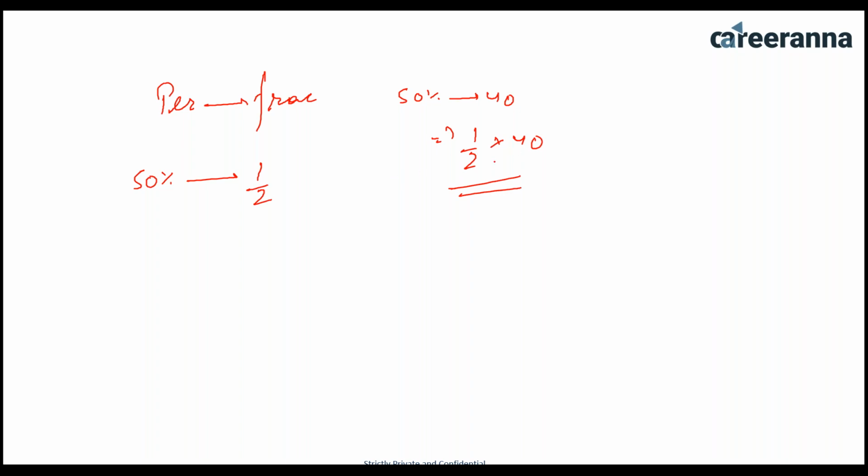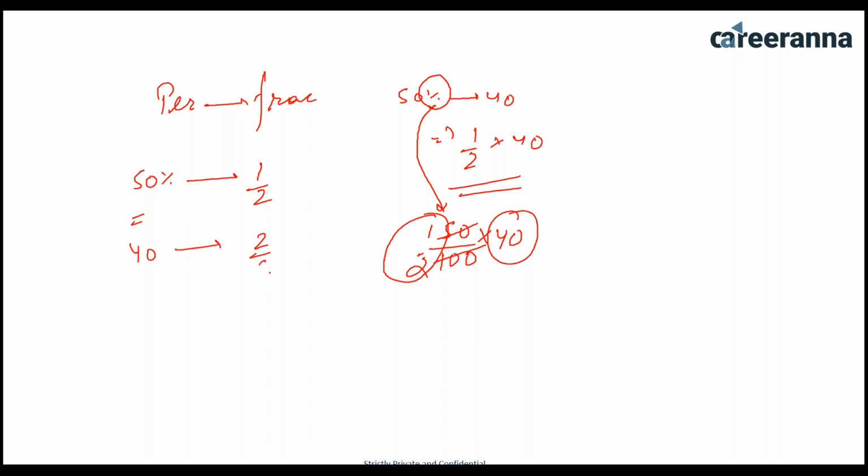Yes, 1/2 of 40. How can I do this? 50 can be written as 50/100, because it is percent. So percent can be written as 1/100, I have done it, multiplied by 40. So this is 1/2. So this is the fractional value of 50%. Similarly, for 40%, it is 2/5. How can I do this? 40 divided by 100. So it is 2/5. Similarly, for 20%, it is 1/5. So this is percentage to fraction conversion. Very easy to understand. Any doubt?